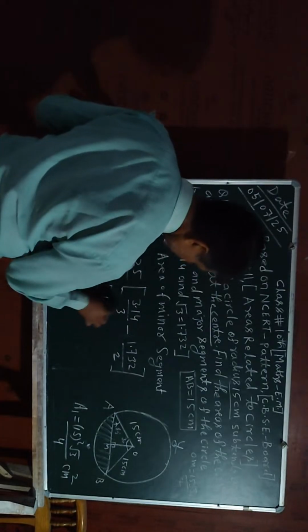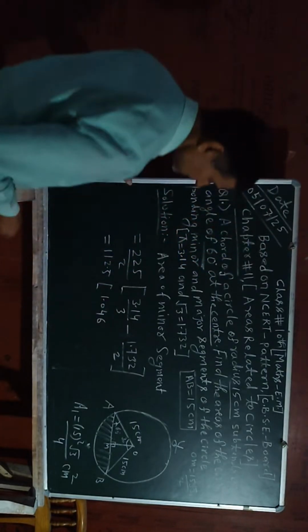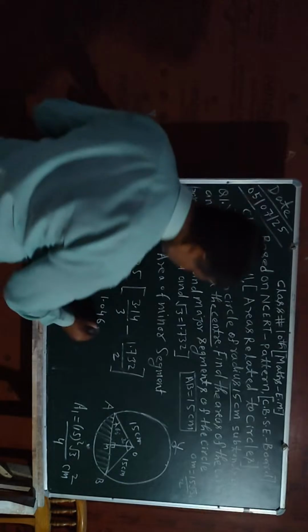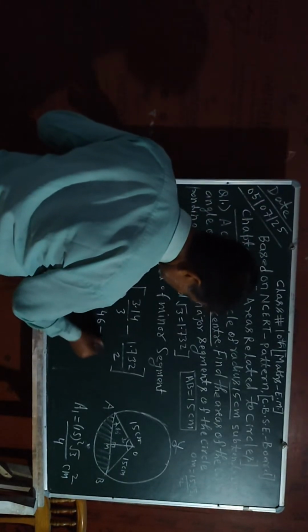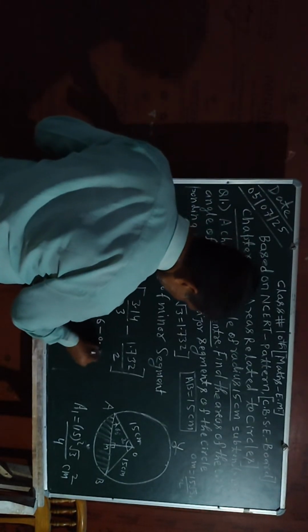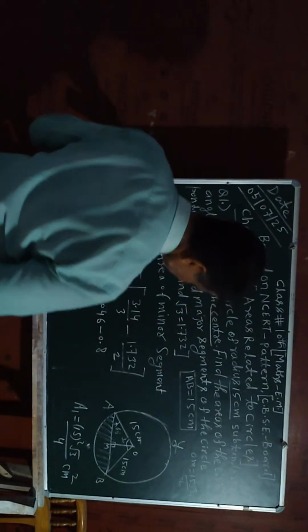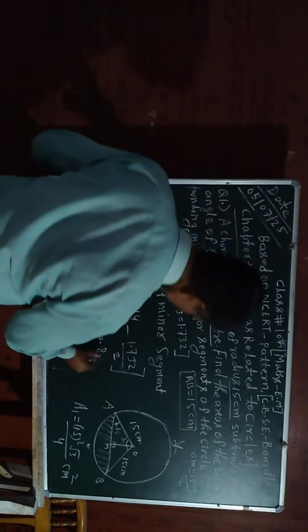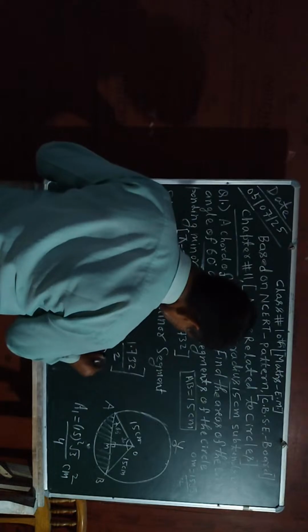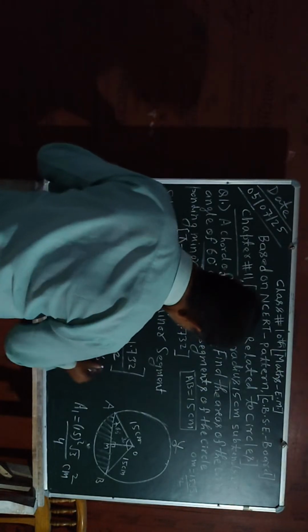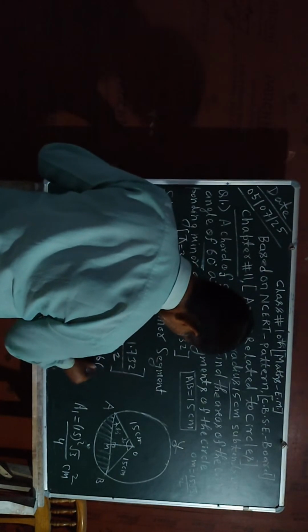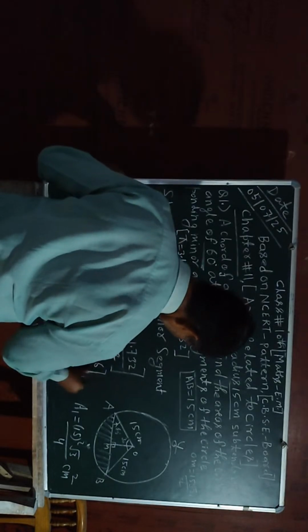Here will be 3 6 is 18. And here I will write 0.8. To the 16, 1 8 into 6 is 12. Again 1 6 to the 12. I will put this one.